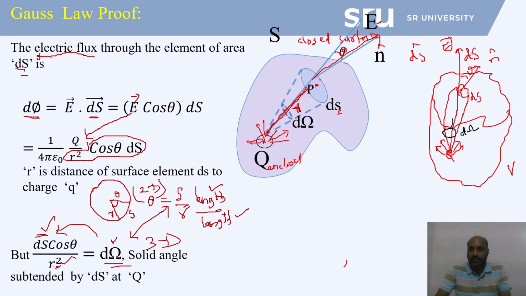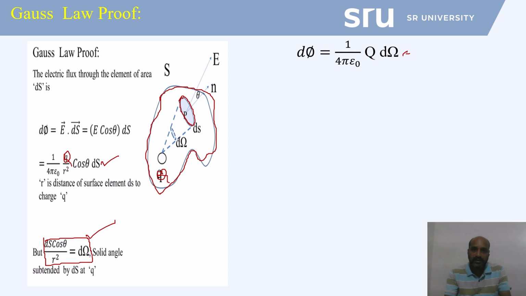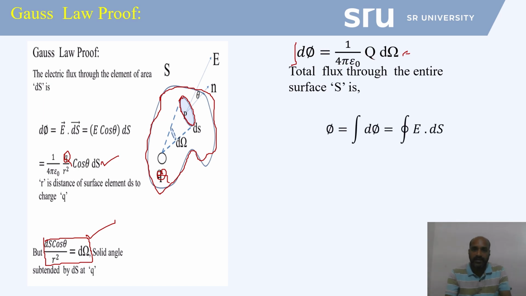Now we'll replace this equation. I mean, we'll write this ds cos theta by r square as d omega in this equation. So if you write that, the d phi will be 1 by 4 pi epsilon naught into q as it is, and the remaining term will be d omega. But this is flux through only this small element. But we need to measure the flux through this total surface. So for that, we just need to integrate this.